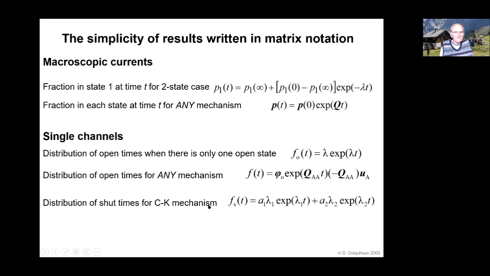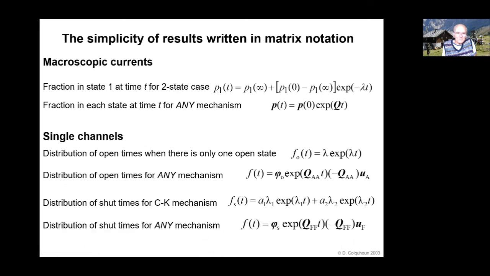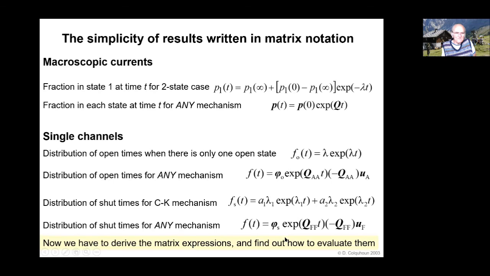So you can write the shut time duration distribution for a Castillo-Katz mechanism in this form, as the sum of the two non-zero eigenvalues and two amplitudes, but you can write the distribution of shut times for any mechanism using this expression here, where you just replace the set of open states A with the set of shut states F. And this is now perfectly general.